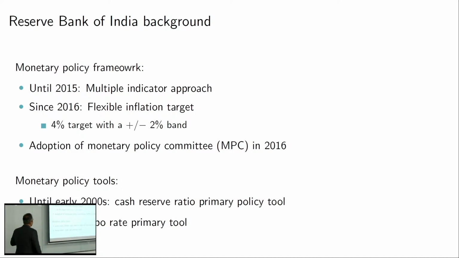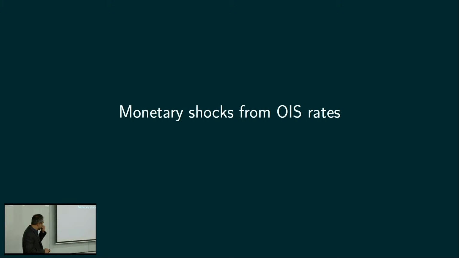In terms of the policy tools, the RBI has used many and still uses multiple ones. But before the early 2000s, the cash reserve ratio, which in the US would be like the required reserve ratio, was kind of the primary tool. Since then, the repo rate has become the primary tool. With the adoption of inflation targeting, the repo rate was made explicitly the monetary policy tool. But even before then, the understanding was that a lot of the market was paying attention to the repo rate.